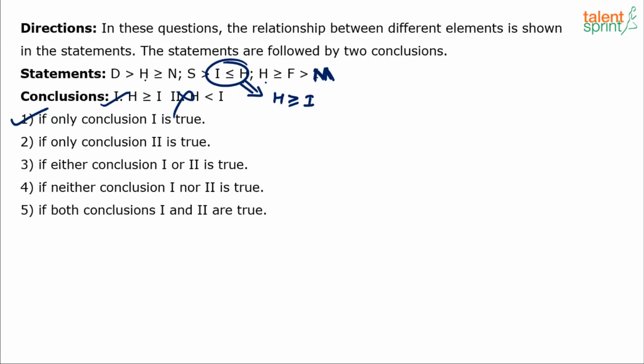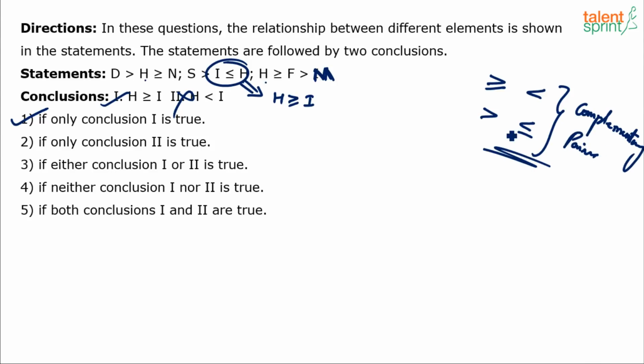Now let me tell you one very important point here. Many students have this understanding that this is like a complementary pair. See, greater than or equal to with less than, or greater than with less than or equal to. These two are considered to be complementary pairs. Like we have complementary pairs in syllogisms, similarly, there are complementary pairs in quoted inequalities. So when you have greater than or equal to and less than, or greater than and less than or equal to, all the three results are considered here.